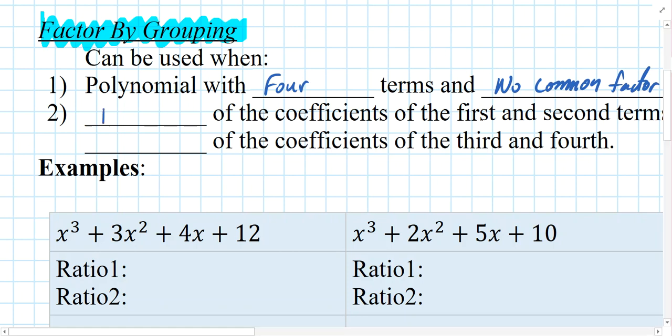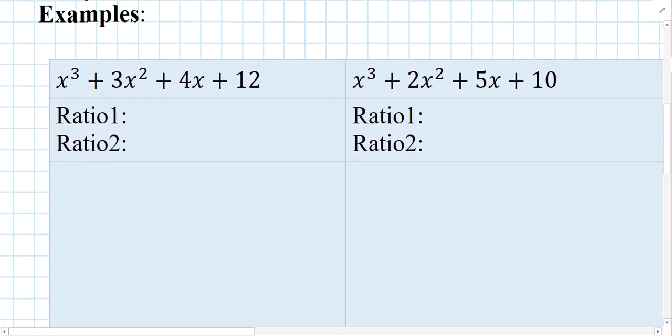Also, the ratio of coefficients of the first and second term must be the same as the ratio of coefficients of the third and fourth. Let me show you some examples. In this first example, we see a 4-term polynomial with no common factors, so the first criterion has been met. For the second, we should check the ratio of coefficients.